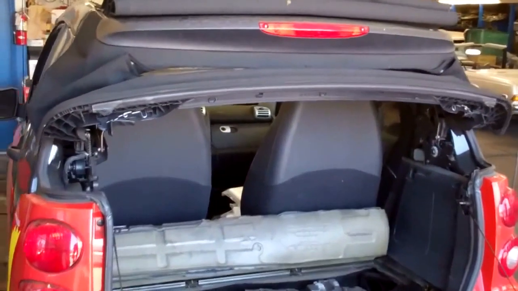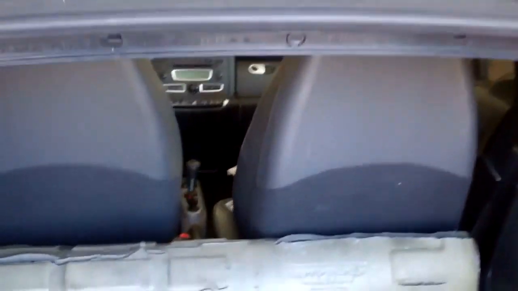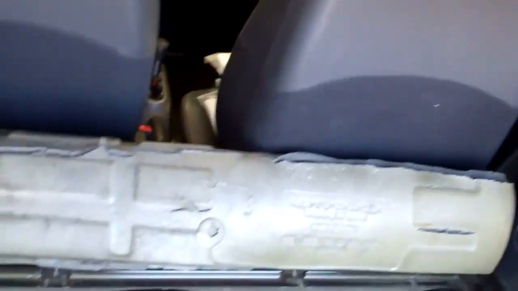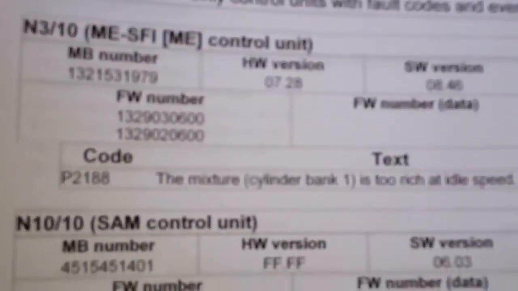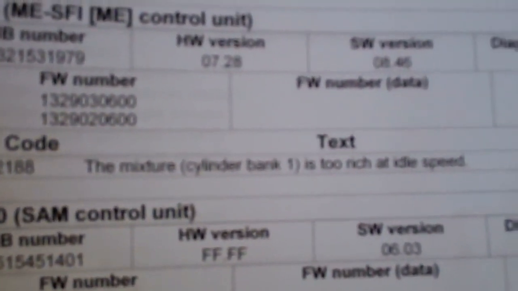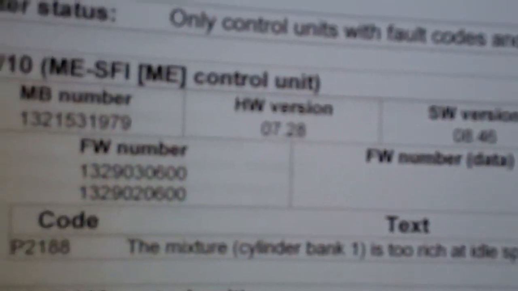We have a 2008 smart car. It was brought in for a check engine light, and the check engine code is a P2188. The mixture at cylinder bank 1 is too rich at idle speed. It's a stored code, and the fault is a small fault right now, meaning that it's not occurring right now, but the check engine light is staying on.